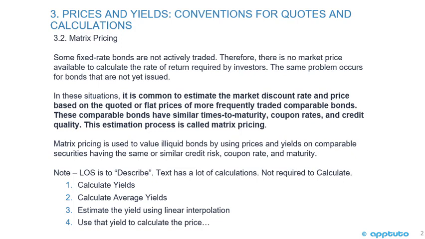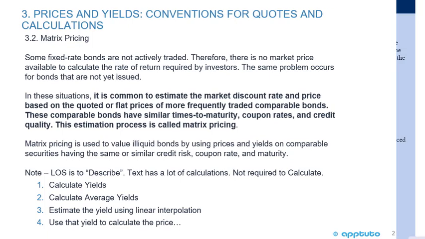So matrix pricing is used to value illiquid bonds by using prices and yields on comparable securities having the same or similar credit risk, coupon rate, and maturity. So we calculate the yields, then we calculate the average yields, we estimate the yield using linear interpolation, and then we use that yield to calculate the price. Okay, so we're just going to look at the quick example in the text where they do the calculations, and that's really it for this LOS.